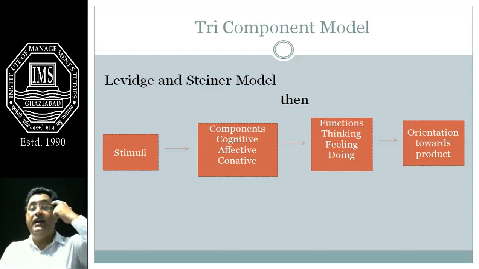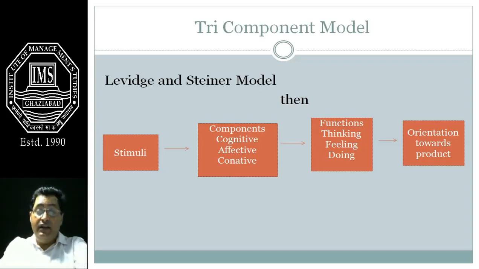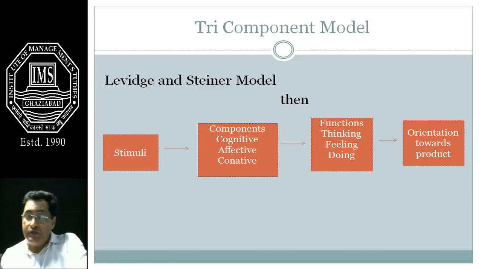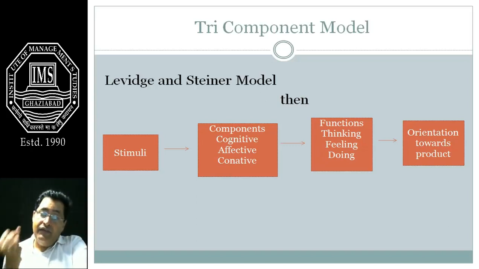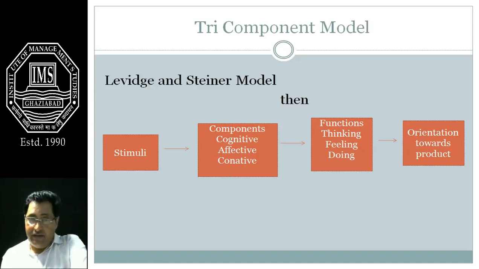I have already discussed the difference between thinking and feeling. Thinking is what you think before purchasing a particular product: what the obstacles could be, what the conditions could be, and how to overcome those conditions. The basic difference is that thinking is your pre-activity and feeling is your post-activity. After purchasing and using a particular product, what I feel is part of your affective.